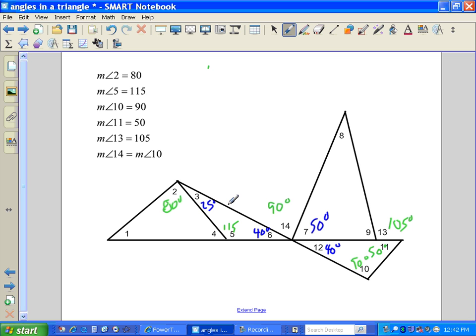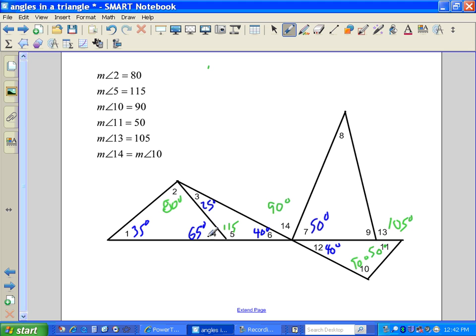So 25 there for that angle. Now, what are we left with? Well, we know this angle right here, angle 5, is 115. So 80 plus something has to equal 115. Whatever these two add up to, that exterior angle, is 115. So 80 plus 35, this one's 35. And now we can do 180 minus 115, a linear pair between 4 and 5. That leaves me with 65.